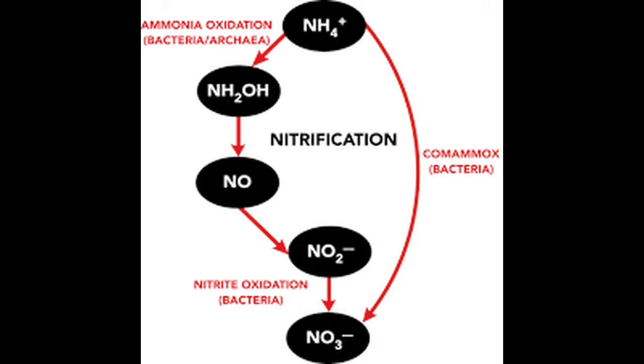Now we have come to the next step in the nitrogen cycle, which is nitrification. Nitrification is characterized by the biological oxidation of ammonia or ammonium to nitrite, followed by the oxidation of nitrite to nitrate. The transformation of ammonia to nitrite is usually the rate limiting step of nitrification. Nitrification is an important step in the nitrogen cycle in soil.